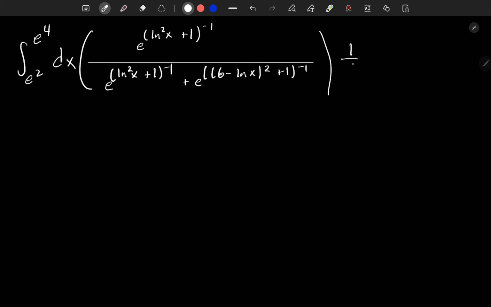Oh, and multiplied by 1 over x. Now that's something. Oh, that does not pull. There we go. My first thought is maybe we can use as a u sub something like this.